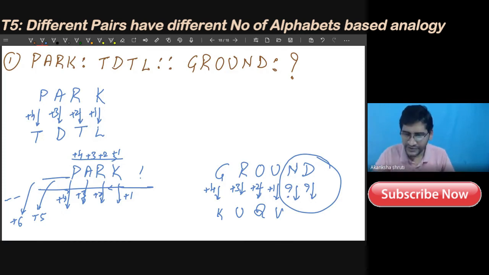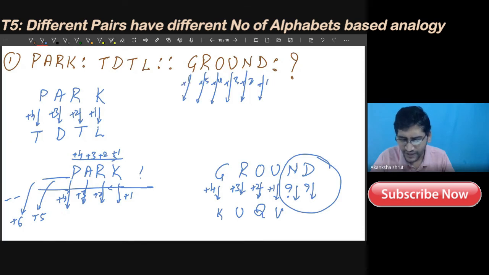Now we have developed the logic very easily. D should be shifted by 1, N should be by 2, U should be by 3, O should be by 4, R should be by 5, and G should be by 6. Write it. That will give us the answer. Okay?